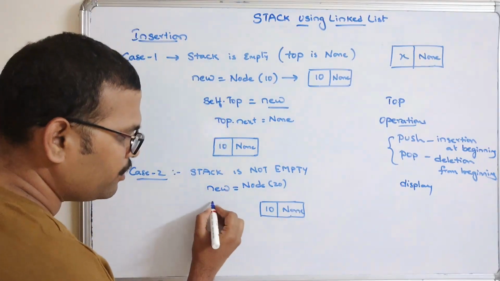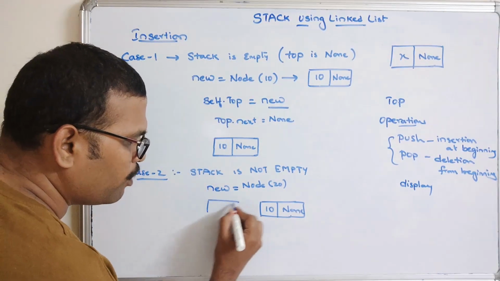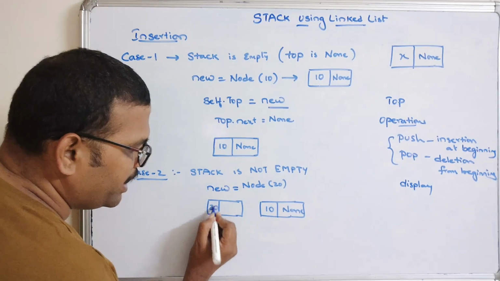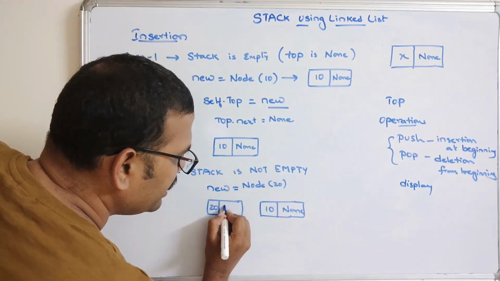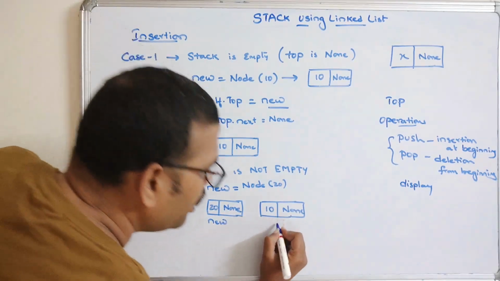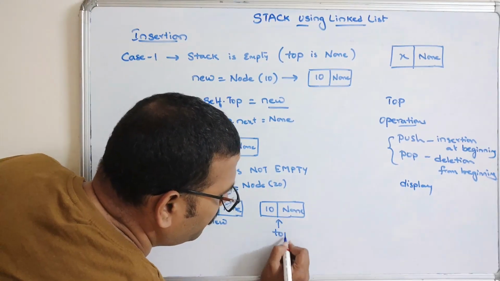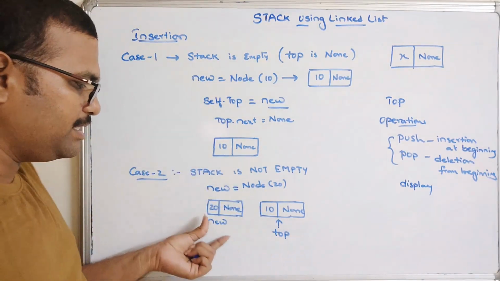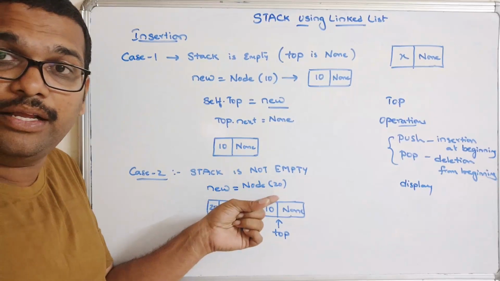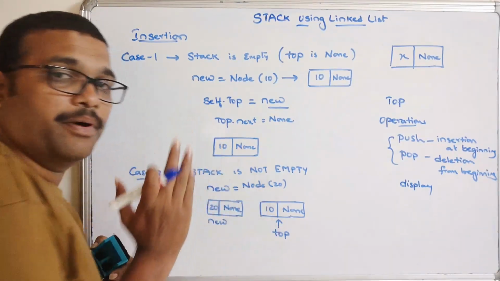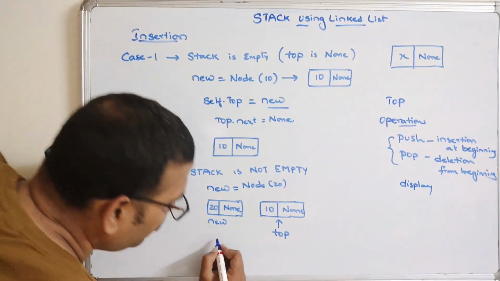Whenever this statement executes, one more node will be created, right? So this is 20 and this is None. See, this is a new node and this is the top. According to the first case, this is the top and this is the new node after executing this one, 20. Now we need to establish a connection between new and top, right? So what happens here?